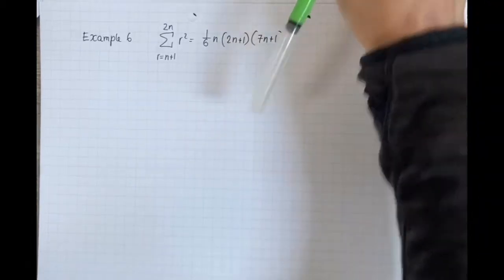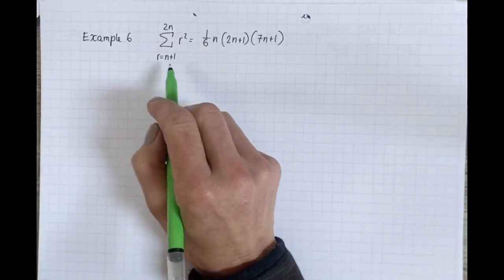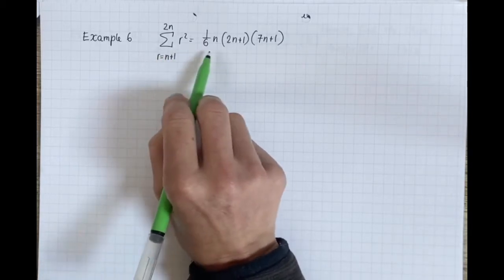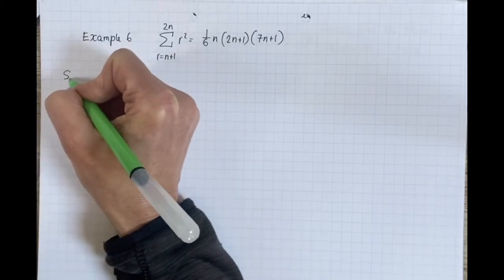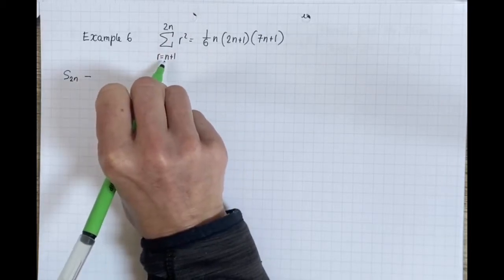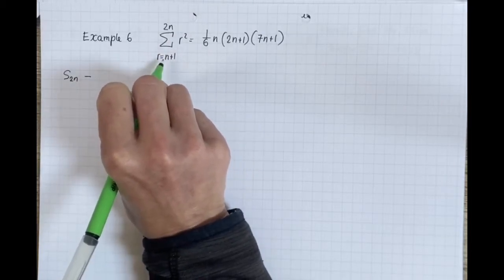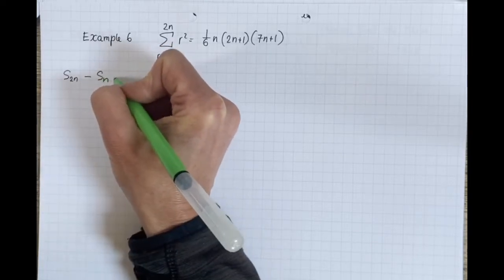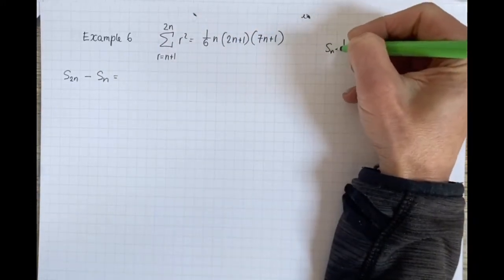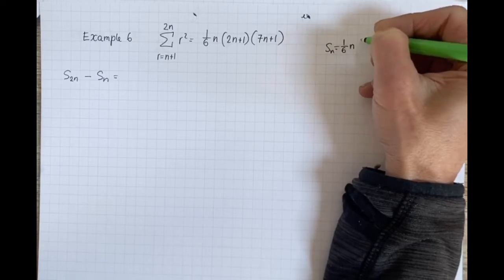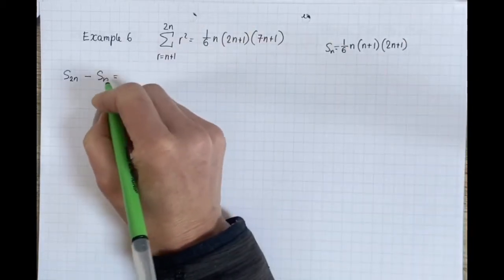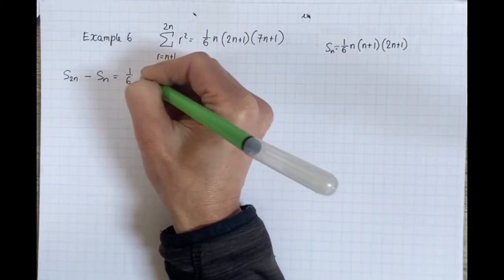So in example 6, we've got to show that the following result is true. First of all, think about what it is. It's the sum of 2n terms, but we don't want the initial n terms, so we want to keep n plus 1 onwards. I want to have the sum of squares. So remember, the sum of squares is going to be 1/6 n (n plus 1)(2n plus 1). So if it's 2n, I'm going to replace each of my n with 2n.